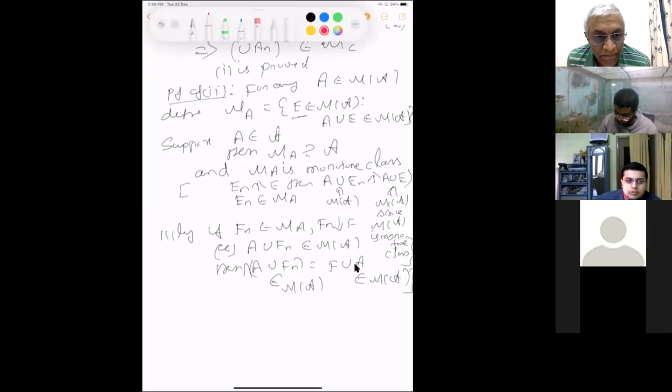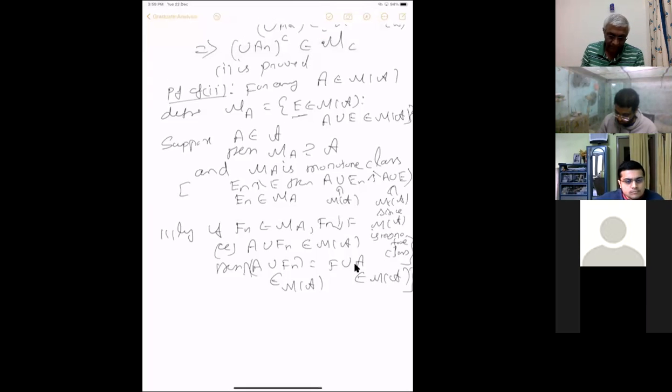Excuse me. Why are you using the fact that the algebra A is contained in M subscript A? That's because we want to prove that this is a monotone class. We want to prove that this M subscript A is equal to M of A. That's what we want to prove. See, let me go one by one. We want to prove this, right? I will put it in red color.